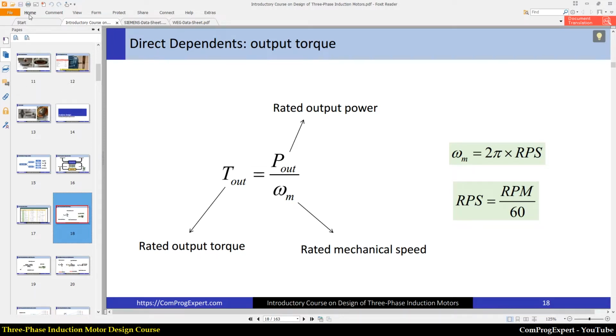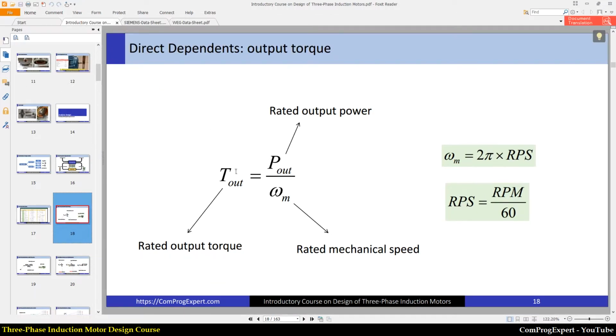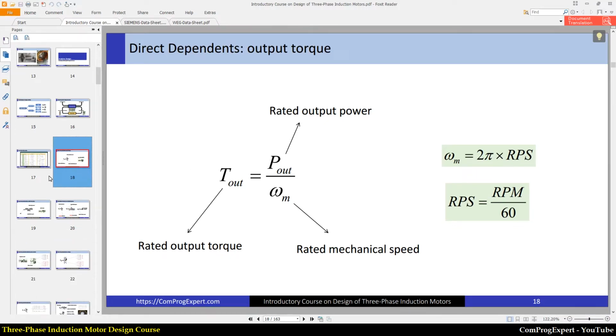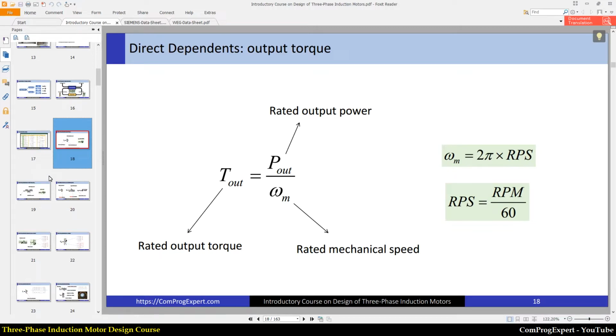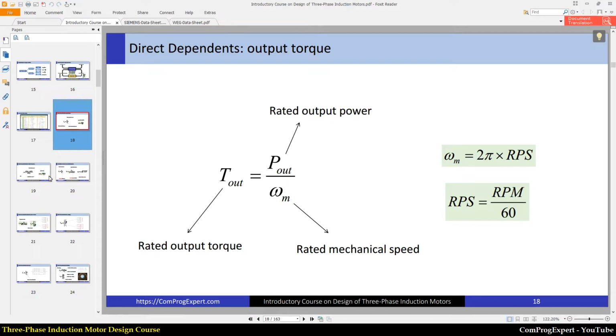In the previous video, we started the analytic design of the motor, and in this video, we will be talking about the analytic calculations, and let's continue the analytic design. So the first direct dependent variable is the output torque. And the output torque is equal to the output power divided by the rated mechanical speed of the motor.